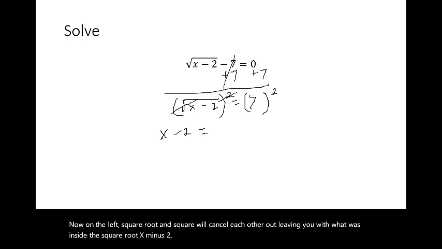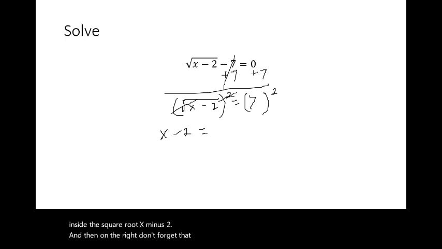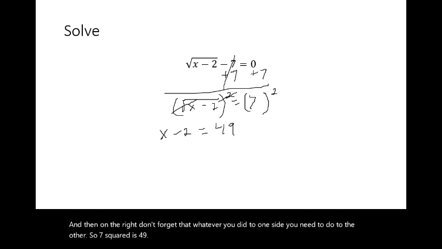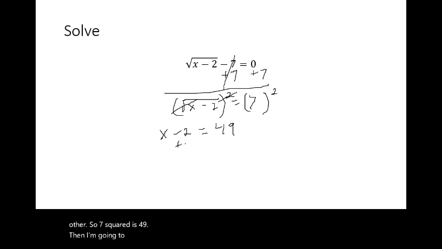And then on the right, don't forget that whatever you did to one side, you need to do to the other. So 7 squared is 49. Then I'm going to finish getting x by itself by adding 2 to both sides. And that gives us x equals 51.